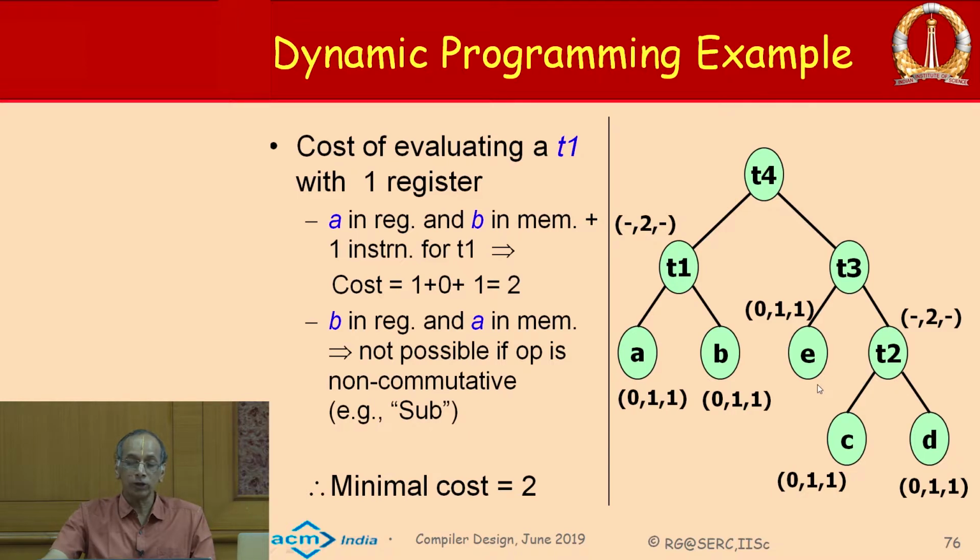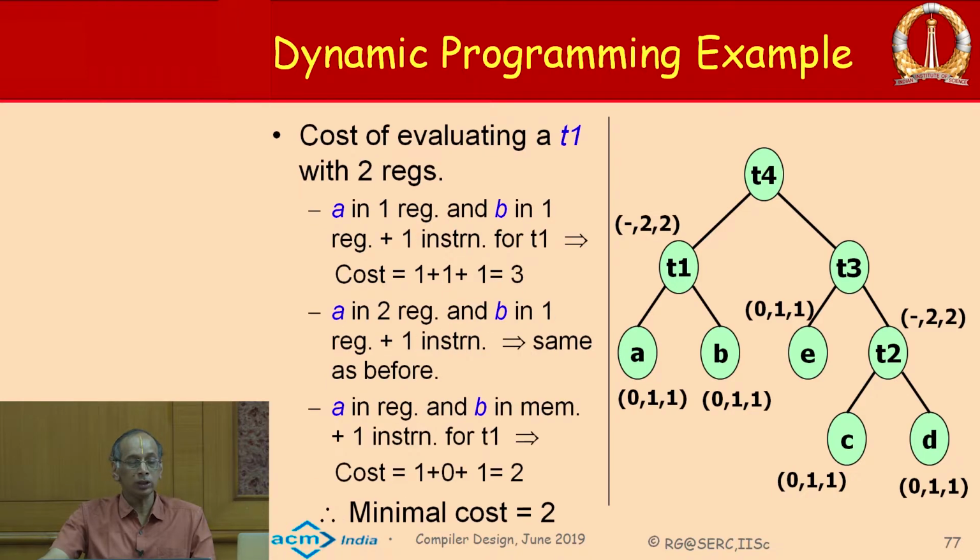Now, let us find out what is the cost of doing T1 using 2 registers. There are several possibilities. You can compute A in one register and B in one register. The cost of computing A in one register is 1, the cost of computing B in one register is 1, and the cost of computing T1 is 1 more. So, there is one move instruction for this, one move instruction for this, and an add instruction for this. That cost is 3.